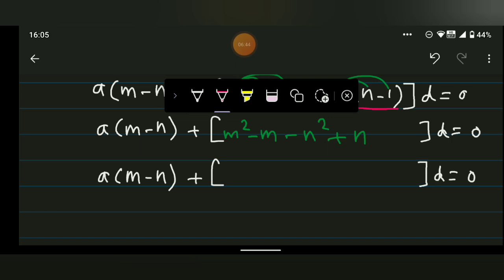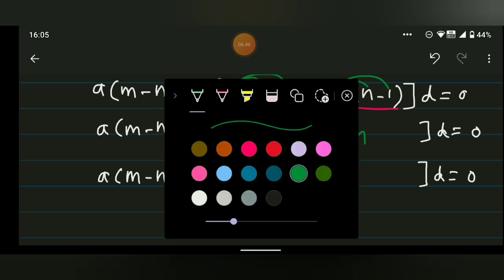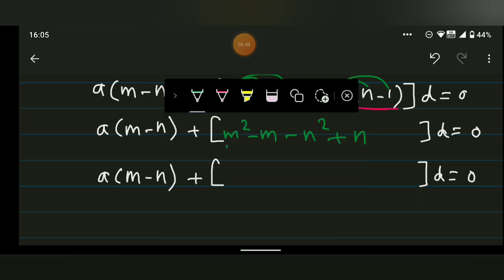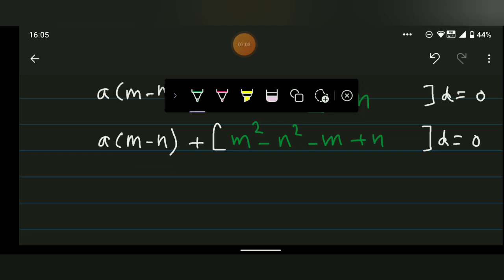And now we are having the interior replacement. I will rearrange the terms. m square minus n square, the square terms we will write sequentially, minus m plus n after that. Now the remaining terms will be as it is as earlier, a in a bracket, m minus n plus, again I will write the common part that we had taken earlier as it is.